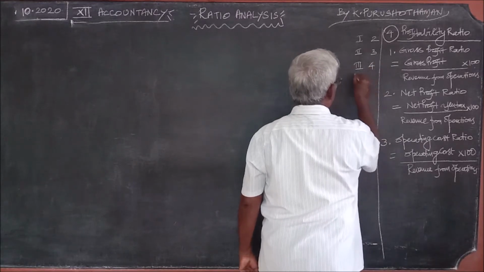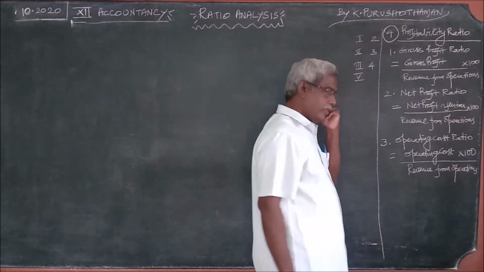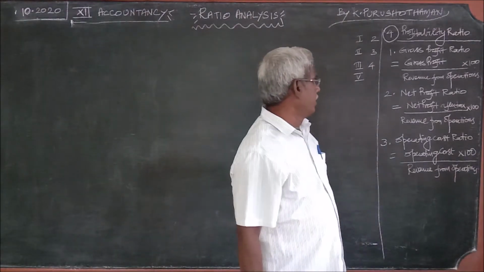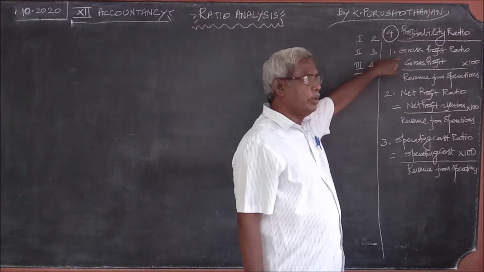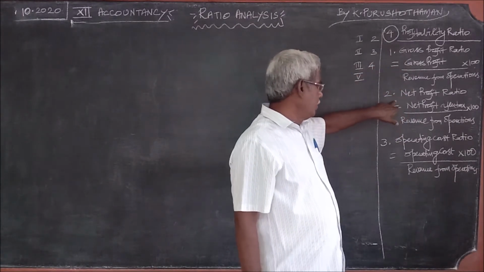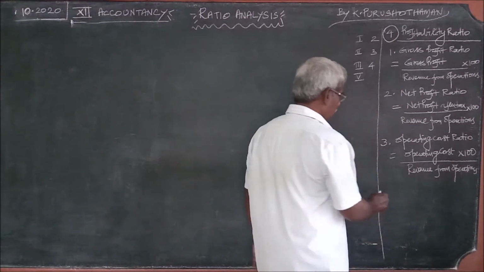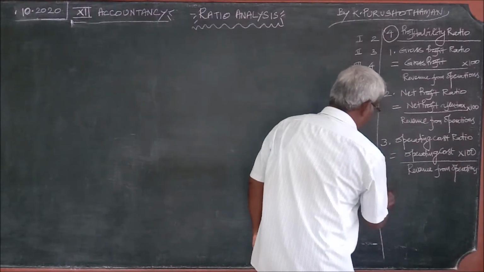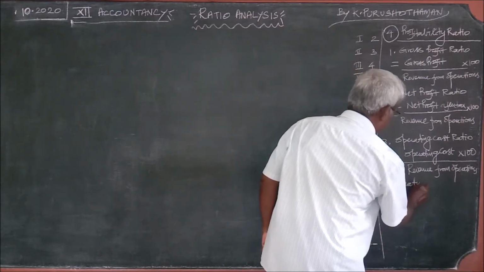Now we are going through the fourth type, profitability ratio, under which we have seen already three: gross profit ratio, net profit ratio, and the operating cost ratio. What we are going to see now is the operating profit ratio.